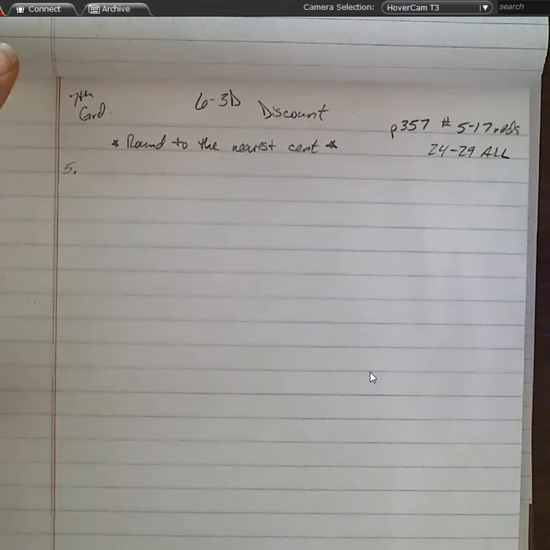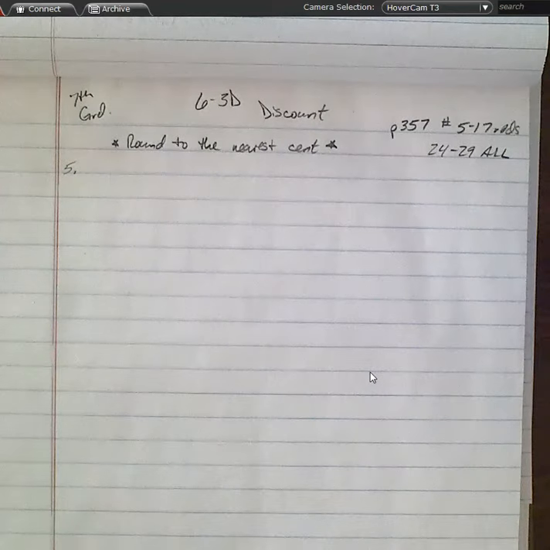Okay, so on page 357, we're looking at number 5. And we want to use our efficient 7th grade method to do it. We're not going to figure out the discount and then take it off the original. We're going to do it in one step. Figure out how much we pay and just do that math, rounding to the nearest cent.